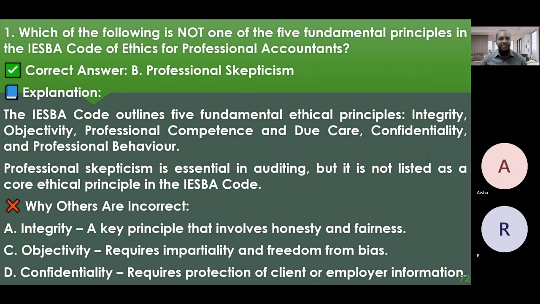One. Which of the following is not one of the 5 fundamental principles in the IASB Code of Ethics for Professional Accountants? Correct answer B, professional skepticism. Yeah, they both got it.